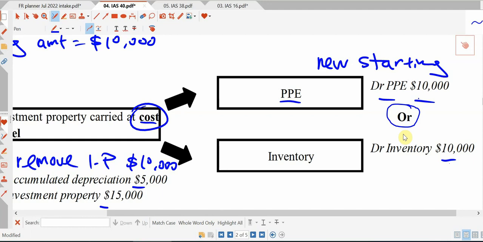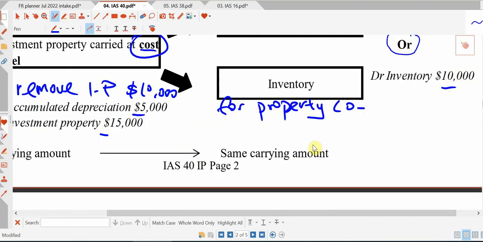One more thing to tell you before I go on. Now look at this inventory. Not everybody who sells property will classify the property as inventory. Now you look at a furniture shop, for example. The furniture shop will classify furniture as inventory. That's right. But a furniture shop will not classify land and building as inventory. The furniture shop doesn't sell land and building as their main business. So who can classify land and building as inventory? There must be a property company, the property developer and all these people. Property company, you can classify it as inventory. For a non-property company, you cannot put inventory.